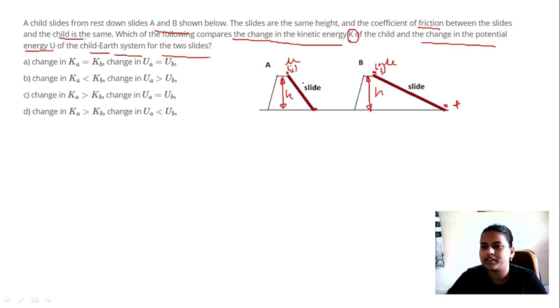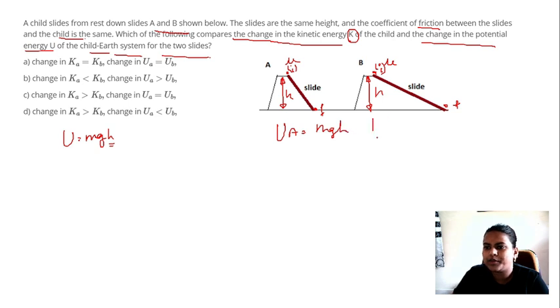Initial point is this and final point is this. So we know that the change in potential energy is equal to mgh. It only depends on the height. So in both the cases A and B, the height is same. So I can write that UA is equal to mgh and the potential energy in the B case is equal to mgh. So UA is equal to UB. Means the change in potential energy is same in both the cases.